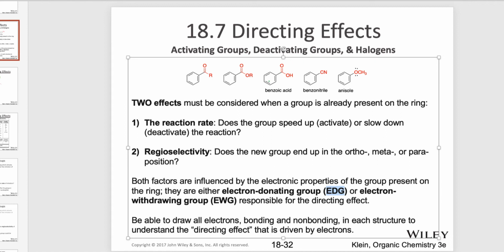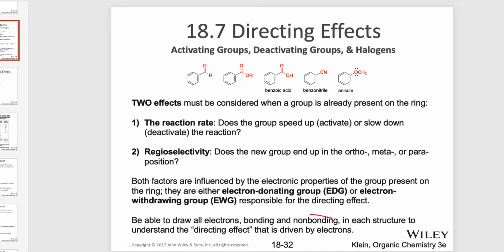A group that is already present is going to have an influence as to where the new group is going to end up. And one important skill in here is that you need to be able to draw all electrons, meaning bonding and non-bonding electrons, in order to create a good Lewis structure. That's what I mean by Lewis structure. All electrons, bonding and non-bonding, to understand the directing effect. And that's why structural drawing abilities are really playing a paramount role in here. So make sure that you pay attention to this.